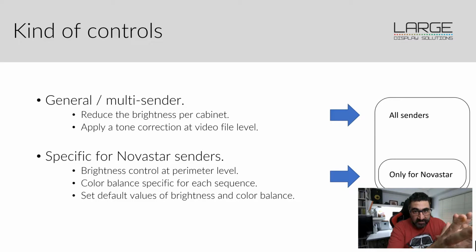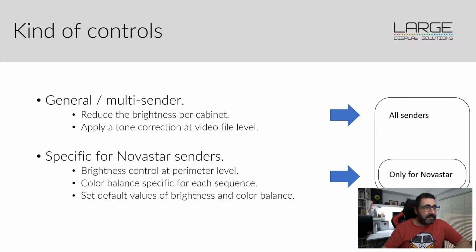So if you do not have a Novastar sender, you have two big features. First is that you are able to reduce the brightness perceived, and you can apply a tone correction in each video that you are playing, right? It applies to all senders, right? You are able to reduce the brightness per cabinet, individually, and you can apply a tone correction for each video that you are playing, right?